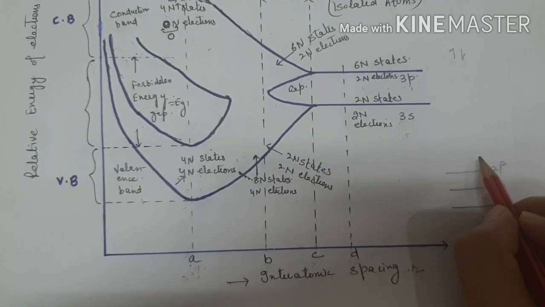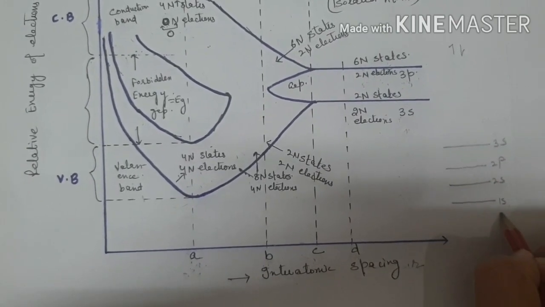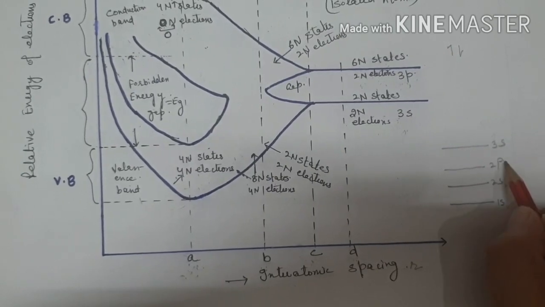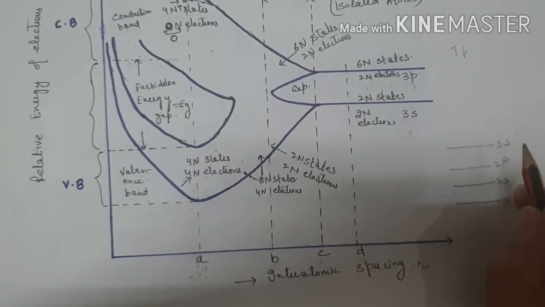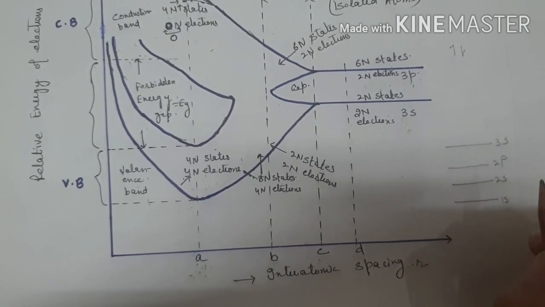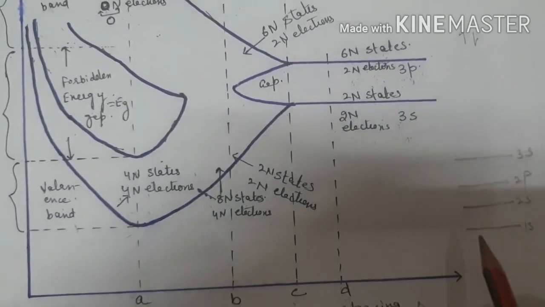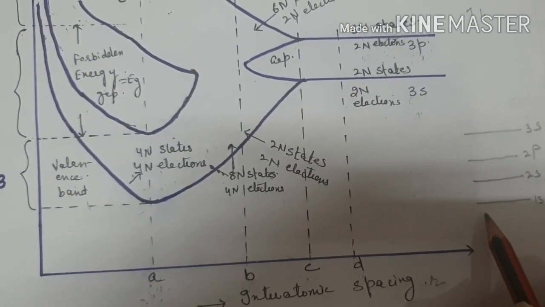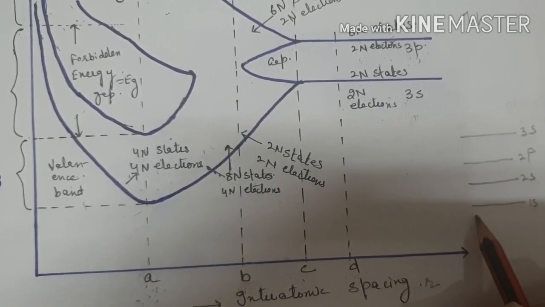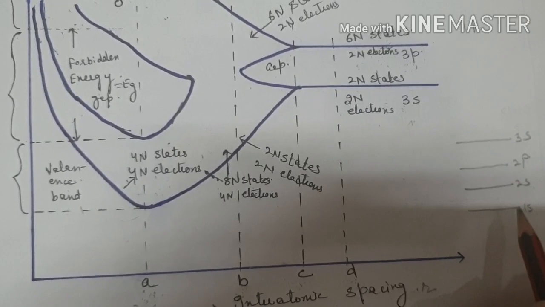Clear? Then after 2p there is 3s. So it is 1s2, 2s2, 2p6 and 3s1. And if we combine n atoms of sodium, then what will happen? In a crystal or in a solid, the energy levels of the electrons in a level are not equal.